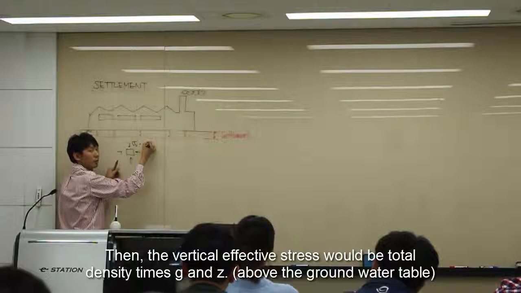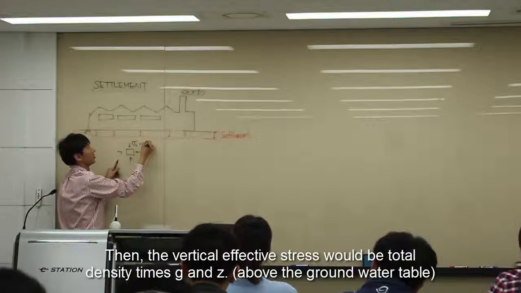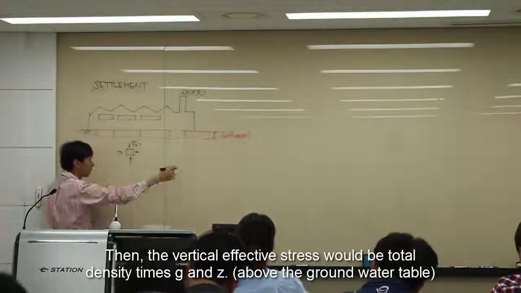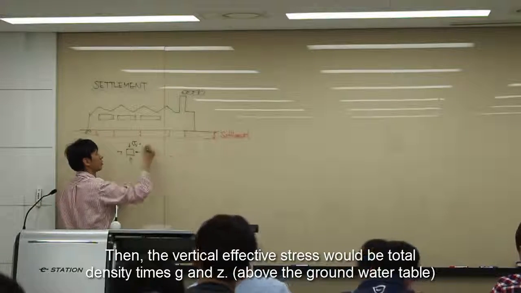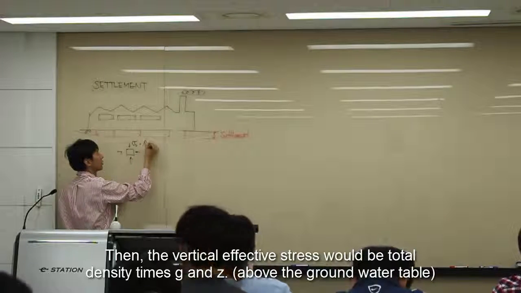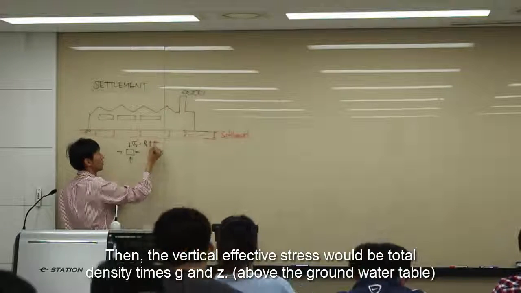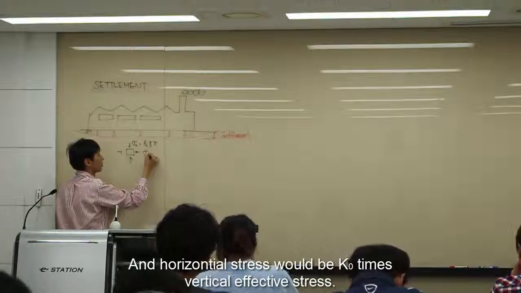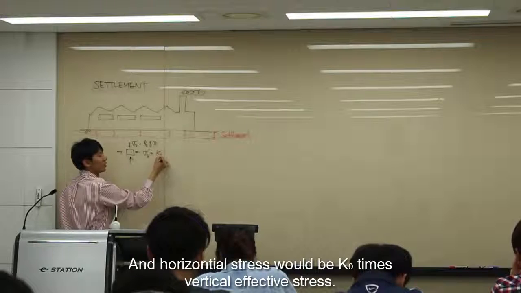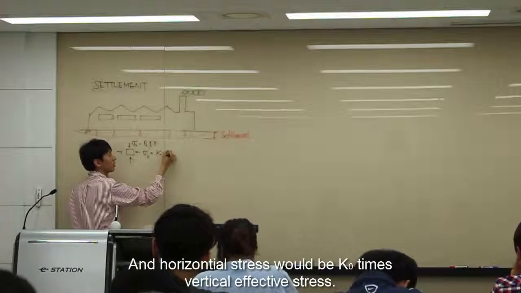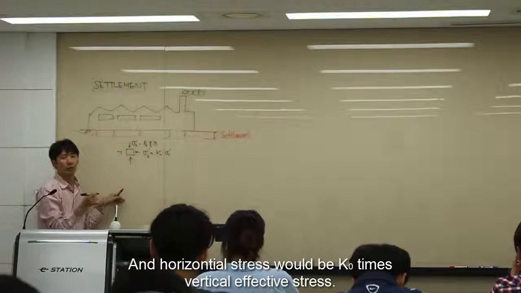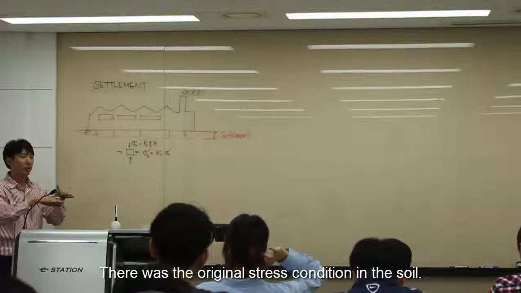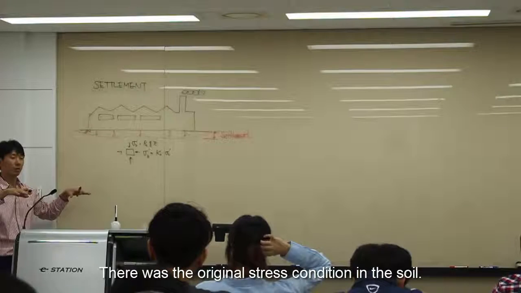Let's say submerged, yes, it's above the ground surface, then the groundwater table. And we're going to use the total density, gamma, and z, right? And the horizontal stress will be what? K times the vertical effective stress. Right. That was the original stress condition in the soil.